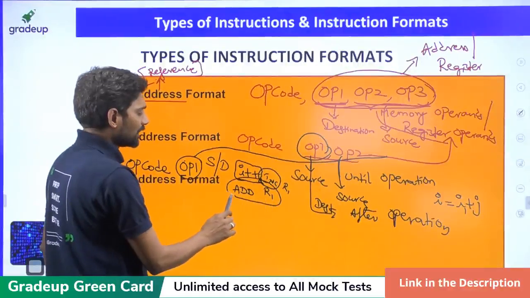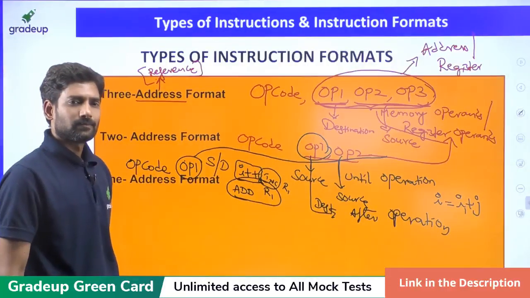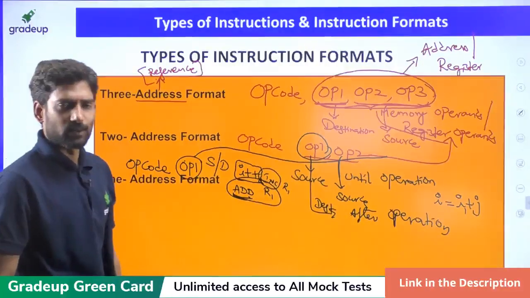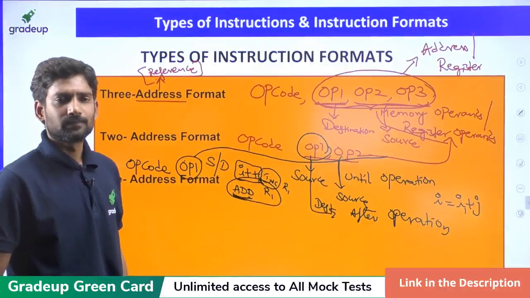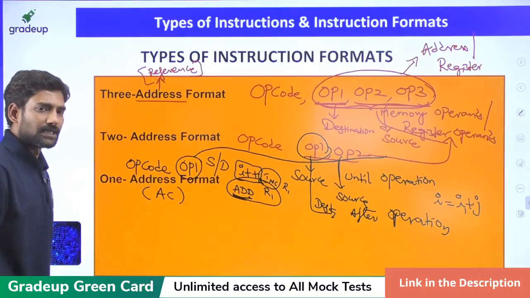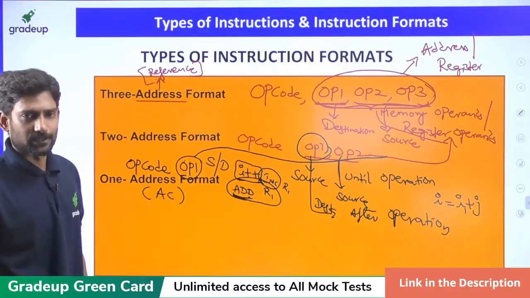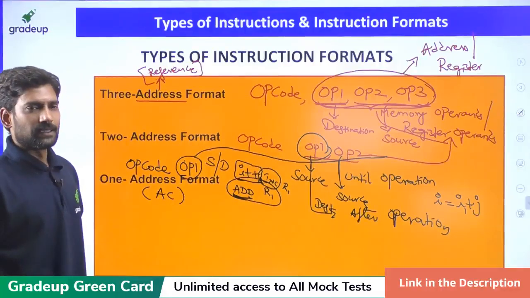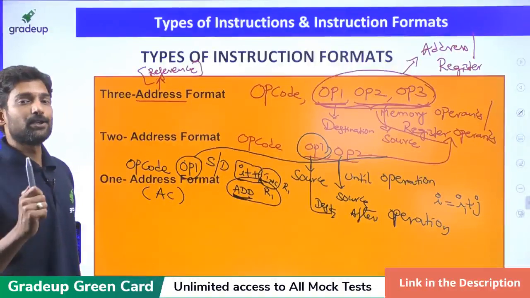What if the opcode is like add, but there is only one operand? This is a binary opcode, right? That means two operands are required. Then from where will the second input come? So one address instructions use one register, that is the accumulator, as a default register. What is the register that is used by one address instructions? Accumulator.